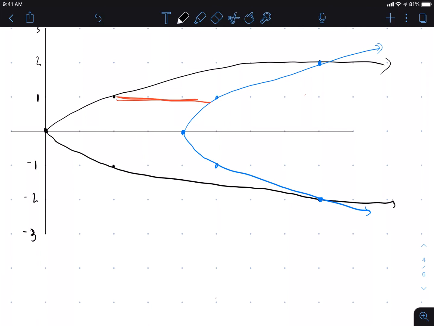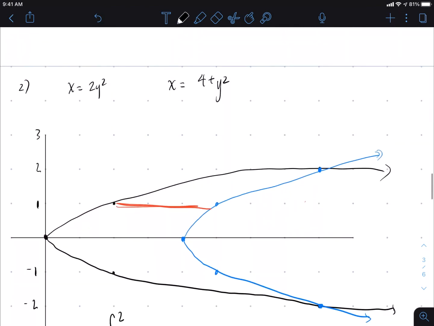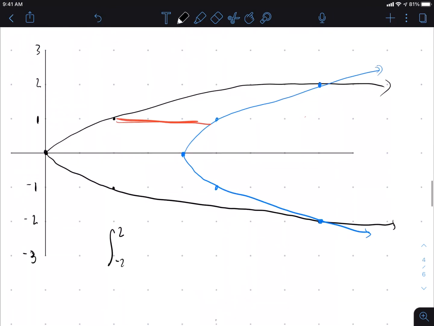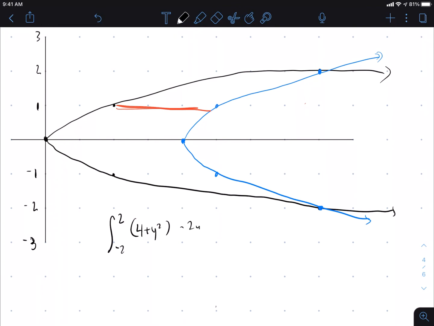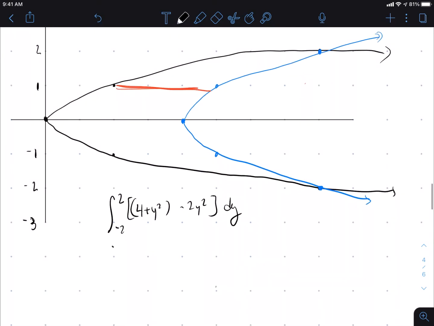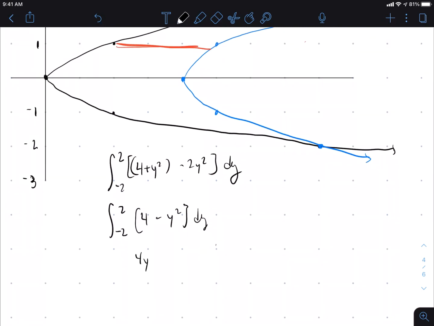So the integral should go from -2 to 2, correct? And the top function, when we look at this, should be the 4 plus y squared, right? Or in this case, the further right function, minus 2y squared dy. Agreed? So then this is going to give me the integral from -2 to 2 of 4 minus y squared dy. So I'll get 4y minus y cubed over 3.